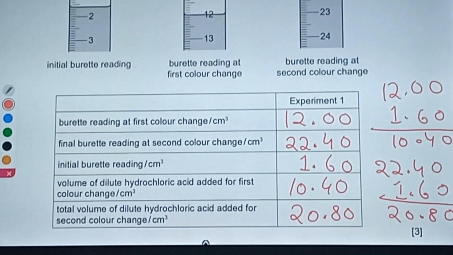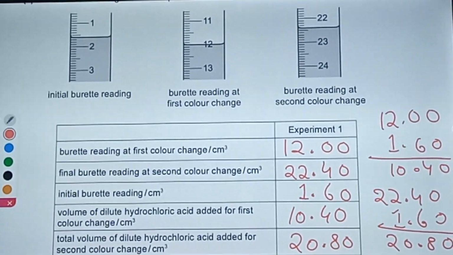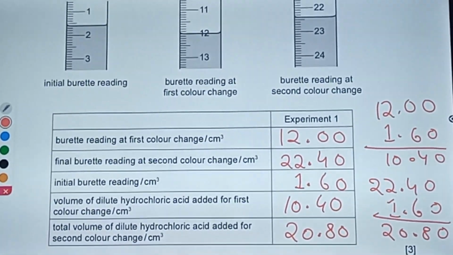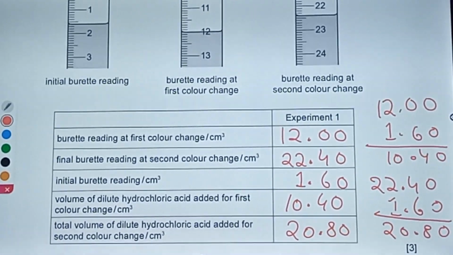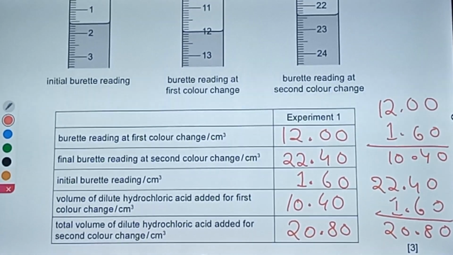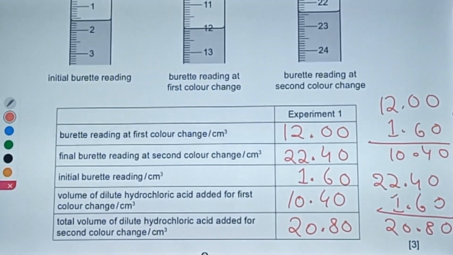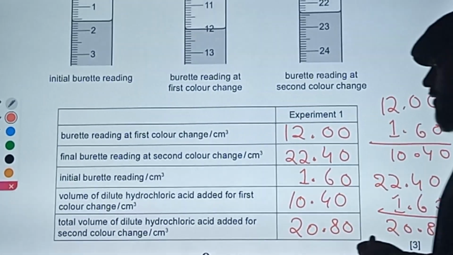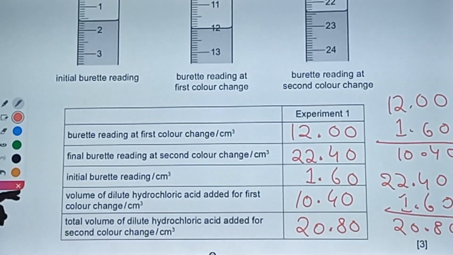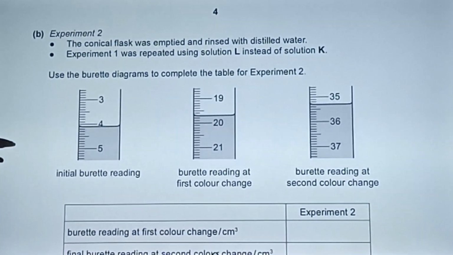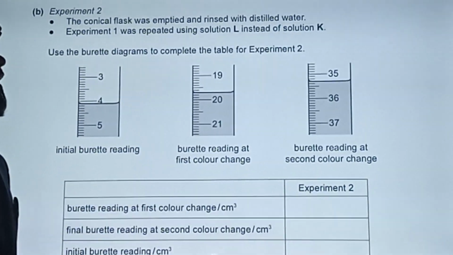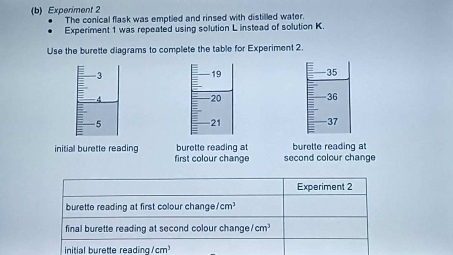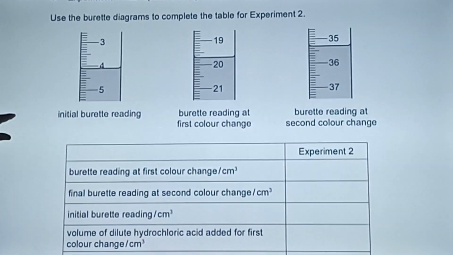So we must note down 12.00, 22.40, 1.60, 10.40, and 20.80. Keep the record of these readings. And now we are going to proceed. He says that we repeated the same experiment, but now using solution L instead of solution K. So what happened then?